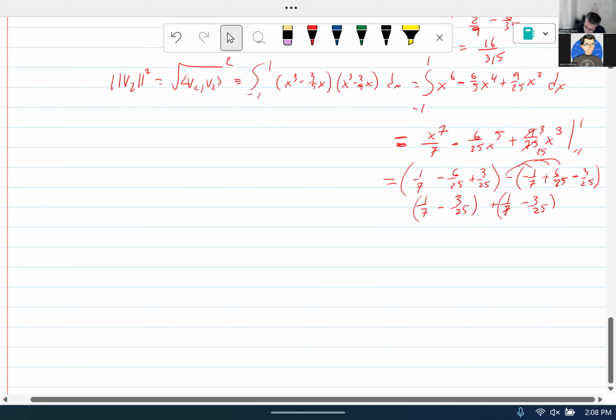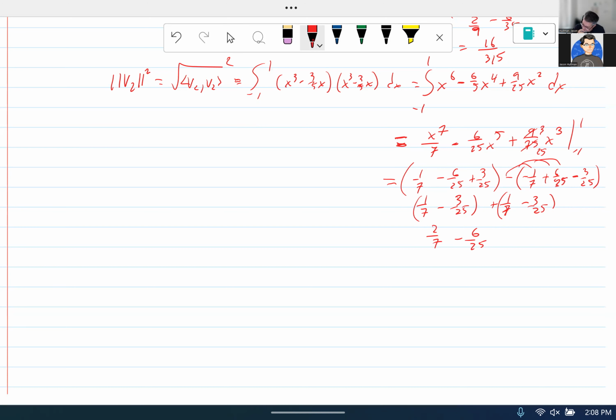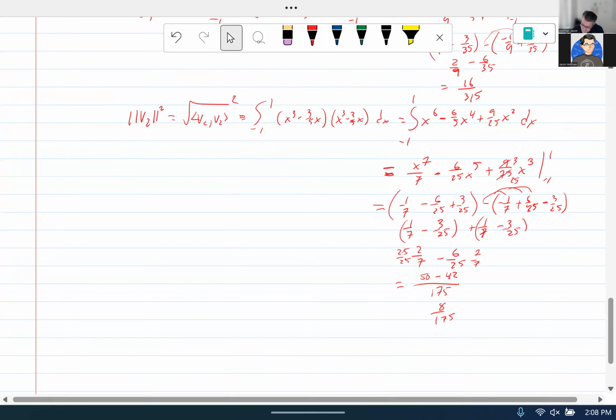Okay, and so this becomes 2/7 minus 6/25. And I get, these are relatively prime, 7 and 25, so you could just multiply like that, and you would get 50 minus 42 over 175, which is going to be 8 over 175. Okay, so another fun number to work with.